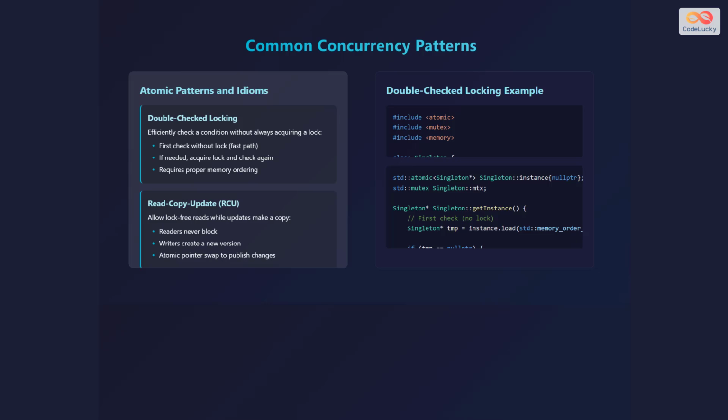The code demonstrates an implementation of double-checked locking in the getInstance method. It first performs a check without acquiring a lock. If the instance is null, it acquires a lock and checks again. If the instance is still null, it creates the instance and publishes it with release semantics using an atomic store operation.